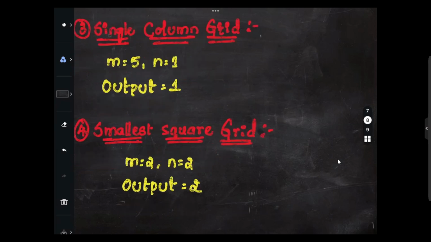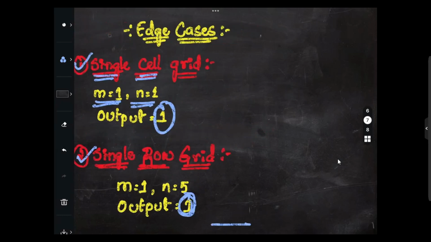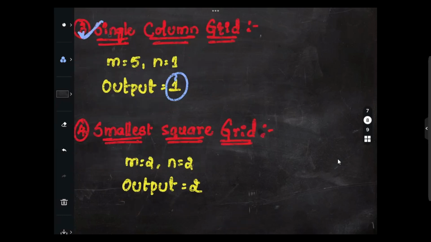Let's move on with the third edge case here, single column grid. When I say single column grid, m equals 5, n equals 1. So we have row 5, and column we have only 1. So here also the output will be 1. Why? Because it can only move down. Previously we were able to move only right, one path, right? This time we can only move down, one path. So only one path exists in this case. We have to return 1.